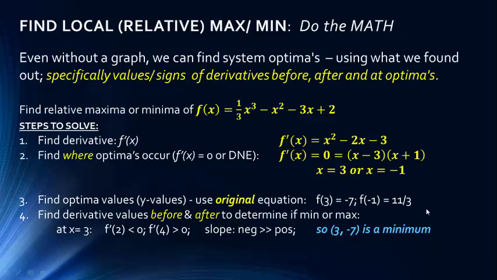Now this is the point on the graph. The actual minimum value is negative 7. The x value tells you when it occurs. The y value tells you the actual minimum or maximum value.